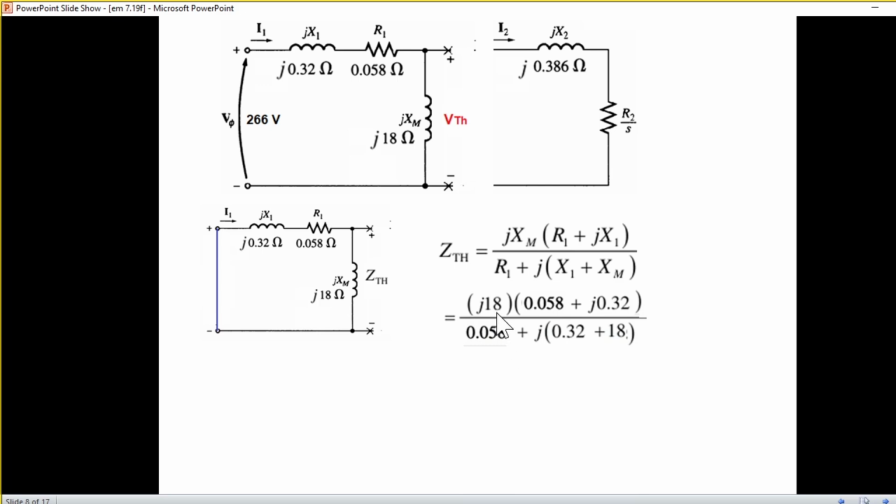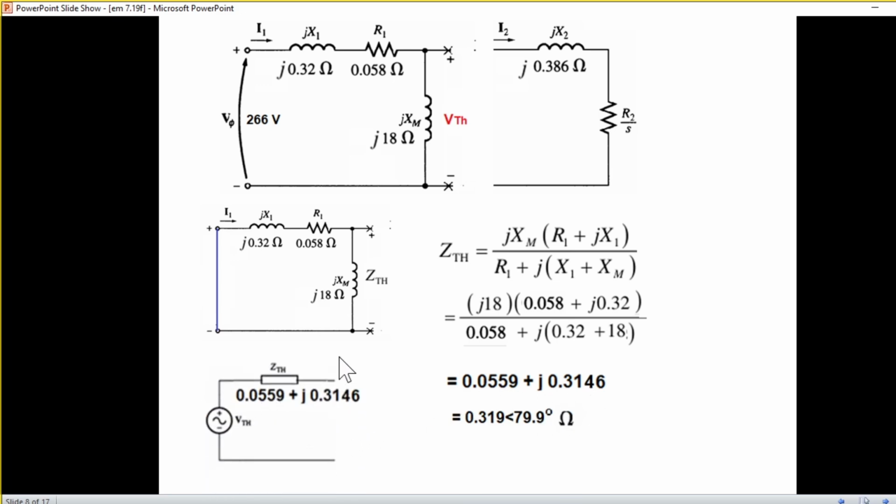Plugging in the values. All these values now will plug, and solving, we will get the answer in rectangular form. And if you want, you can also convert it into polar form. We don't need it here. We'll be just using this value. And so in our equivalent circuit, Z Thevenin will now be R Thevenin and X Thevenin. Now, let me show you a technique.